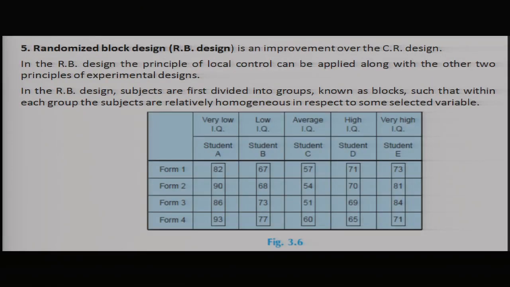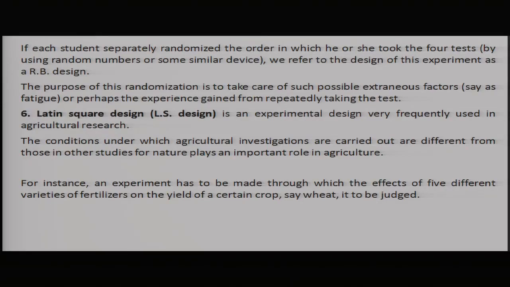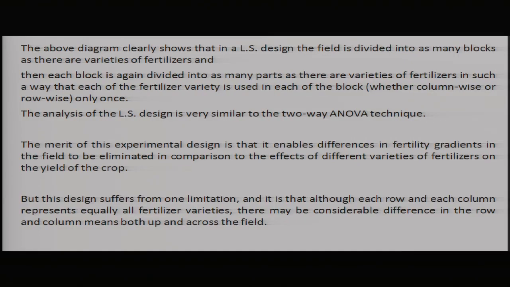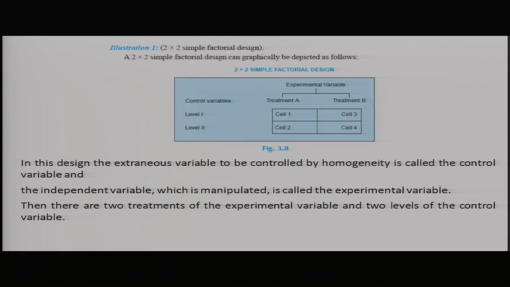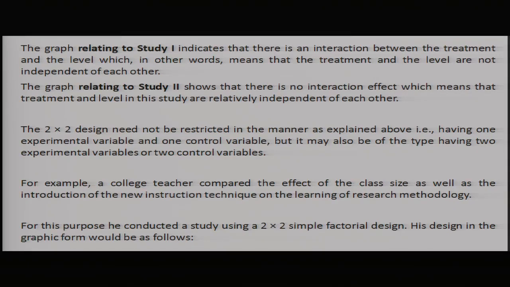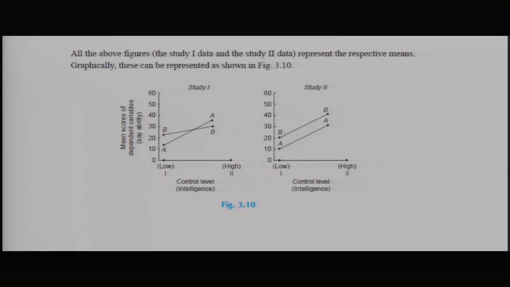Then a randomization block, how you are going to categorize and how these blocks are chosen. Then the Latin square method, it is very famous. We have fertility level, seed difference, you will have some differences. Then by the things taken, you will have a number of combinations of that. Okay, these are some flowcharts which are shown, and graphs are plotted. Okay, observations are taken care of.